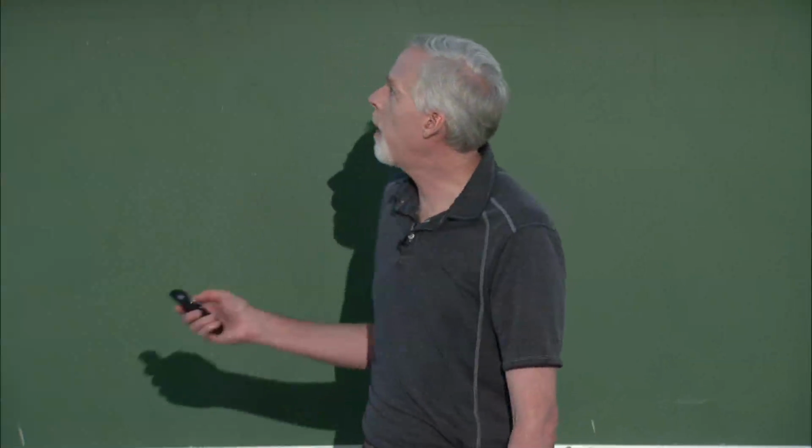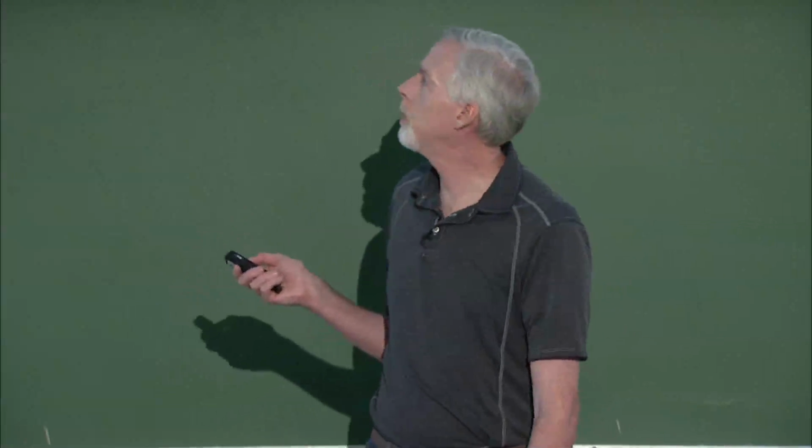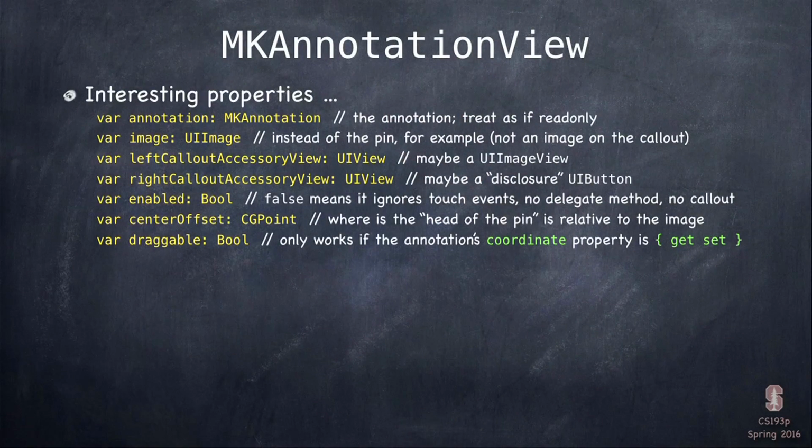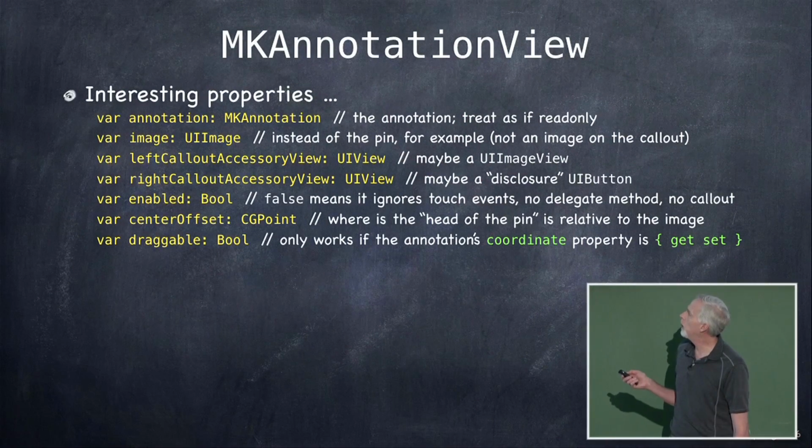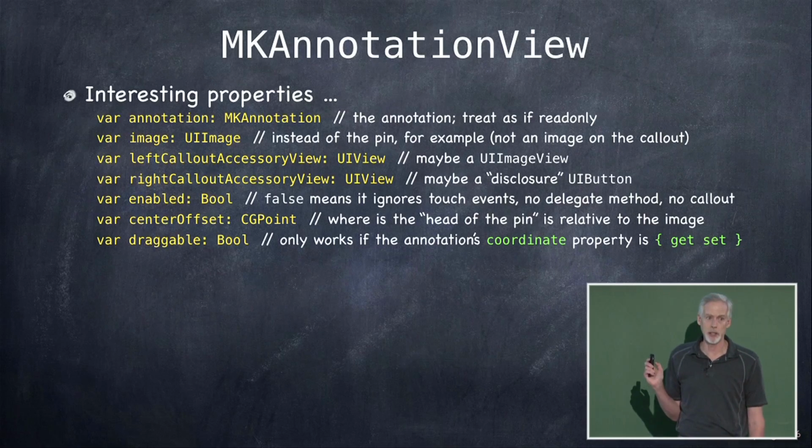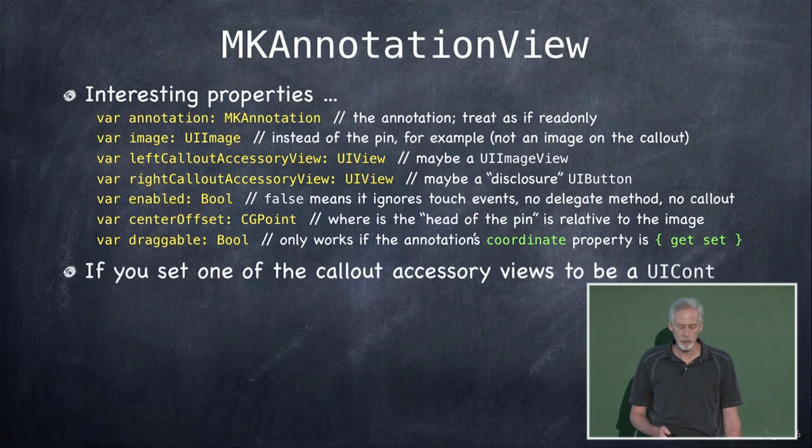Okay, interesting properties on MKAnnotationView. We already talked about the left and right callout accessory views, which are just views. There's also whether it's enabled or not. This image is the image of the pin, not the image that's in the callout. This is the image of the pin. Also, you can make it draggable, setting draggable to true. If you do that, your MKAnnotation's coordinate property would have to be get and set. Obviously, if you're going to drag it around, you have to be able to set the property as well. Okay?